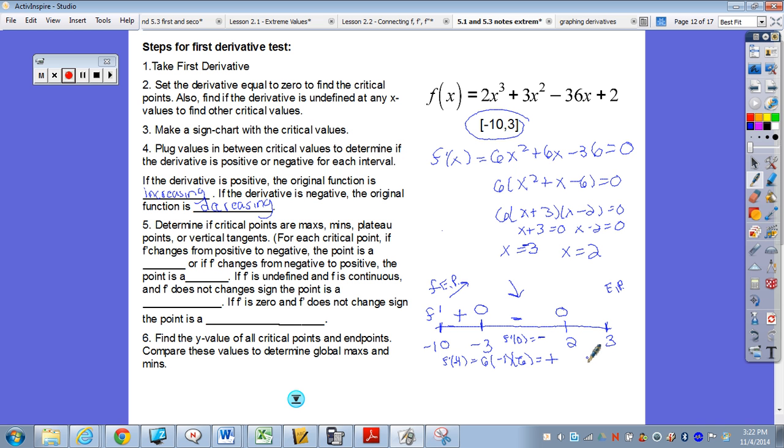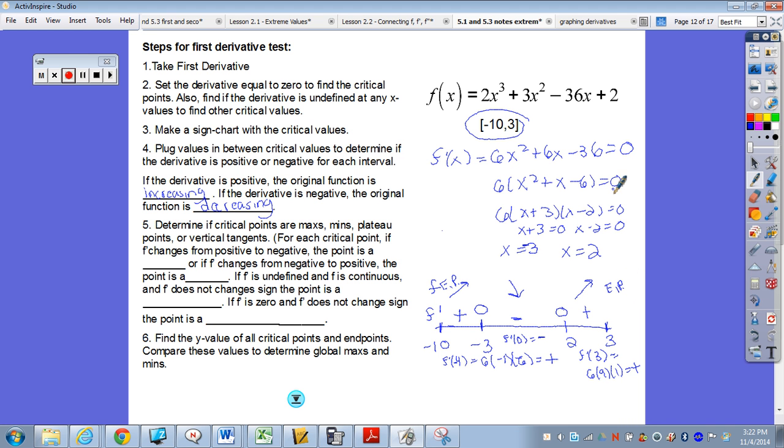And then I'm going to do the same thing. I'm going to try f prime, something between 2 and 3. You can even use an endpoint as long as it's not a critical point. So I'm just going to use 3 because it's easier. So if I plug in 3 to this, I get 6 times 9 times 1. Again, all I care about is the sign, which is positive. So then from 2 to 3, my function is increasing. So that is step 4.